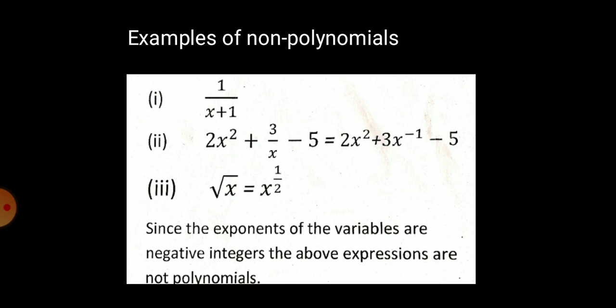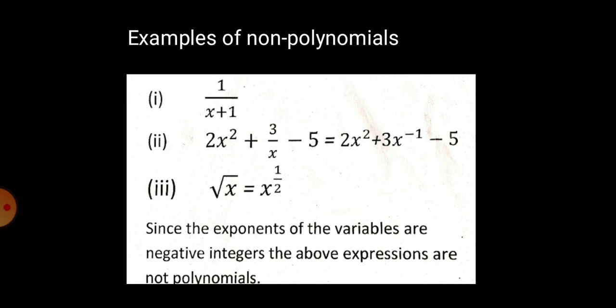The second one is 2x square plus 3 by x minus 5. When all the terms are written in the numerator, it becomes 2x square plus 3x power minus 1 minus 5. Here, one term of the expression has a negative power, so we cannot call it a polynomial. It is simply an algebraic expression.